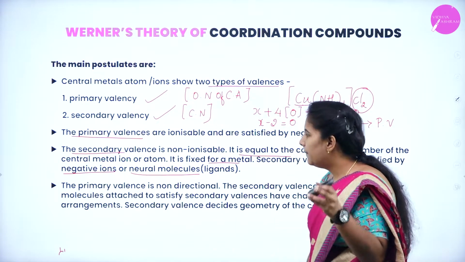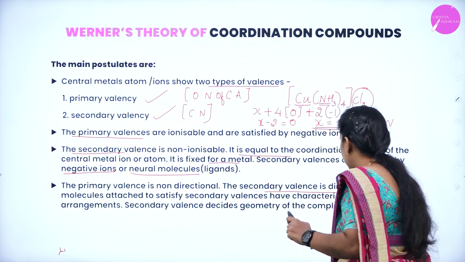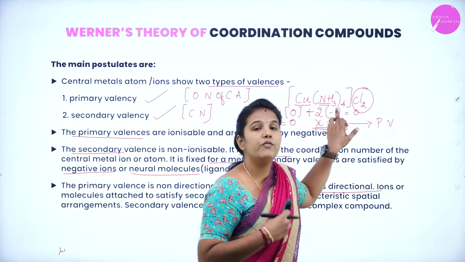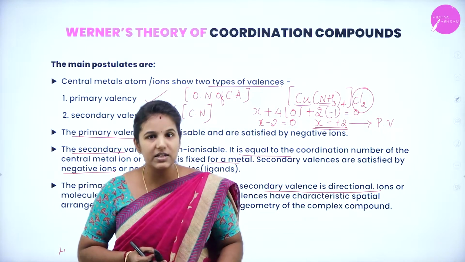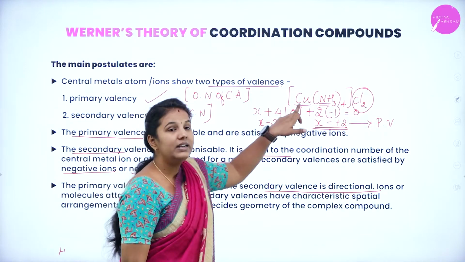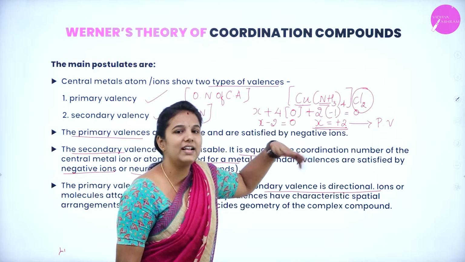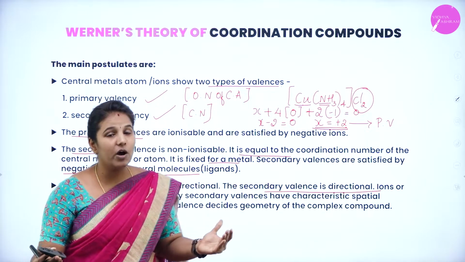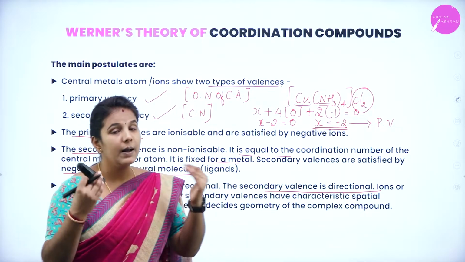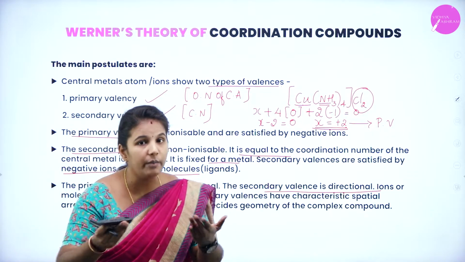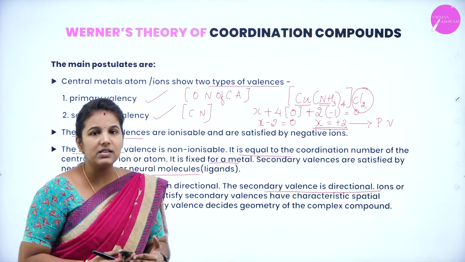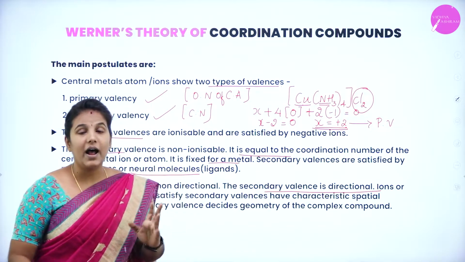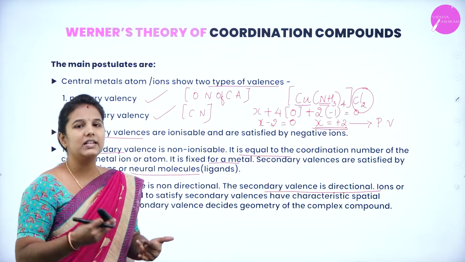Then he says that primary valency is non-directional, whereas secondary valency is directional. So what does it mean? We know that by using this secondary valency only, we are predicting the geometry of the molecule. Is it right? Yes. That is why we say that this is tetrahedral in geometry. How do you say it is tetrahedral? Because the 4 ligands form 4 coordination bonds with the central metal atom, hence the geometry will be tetrahedral. Hence we can say that by using the secondary valency, we can decide the geometry of that complex. But by using primary valency, we cannot decide the geometry. It helps us to know how to calculate the oxidation number, which is also balanced by negatively charged ions.